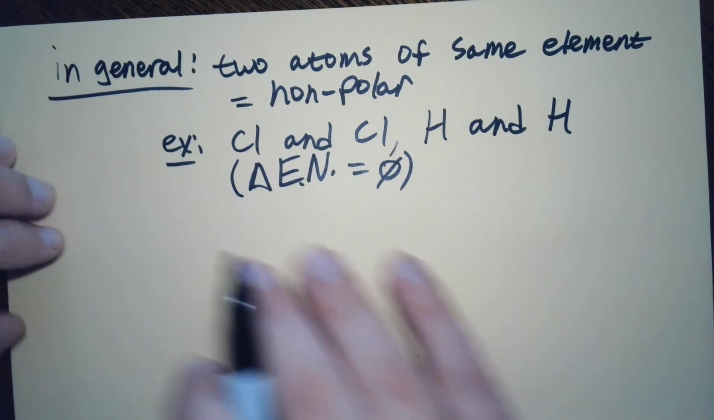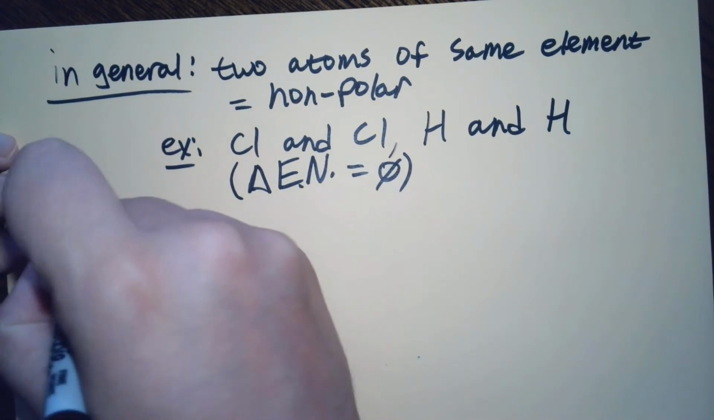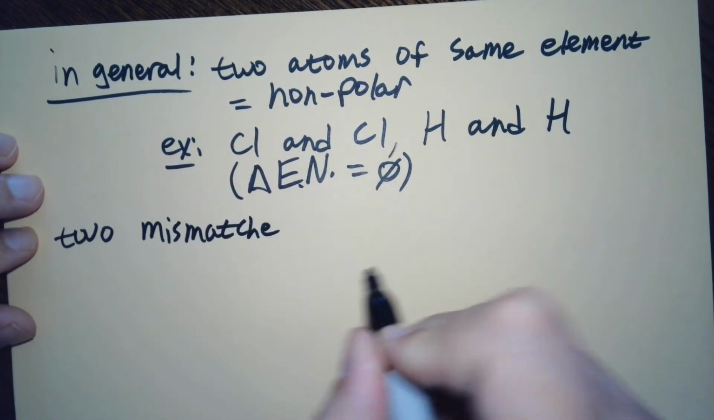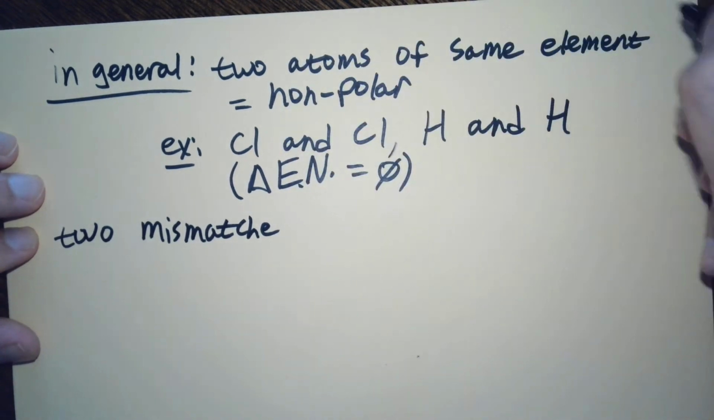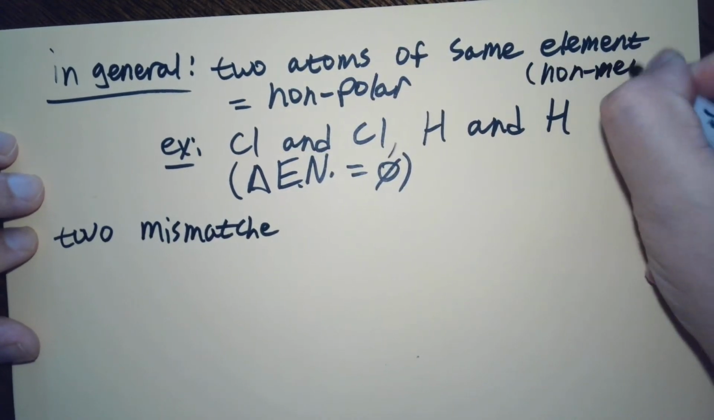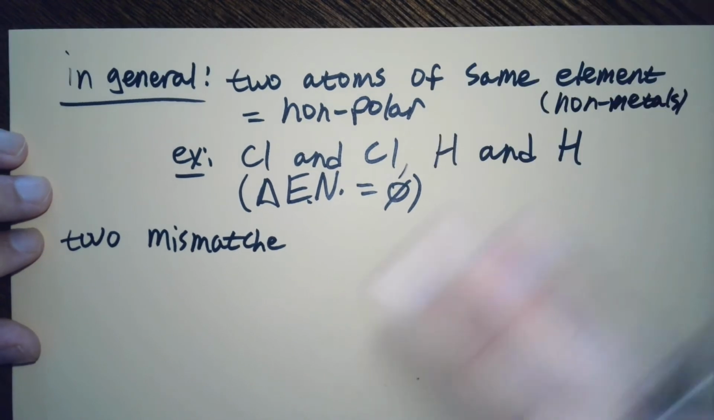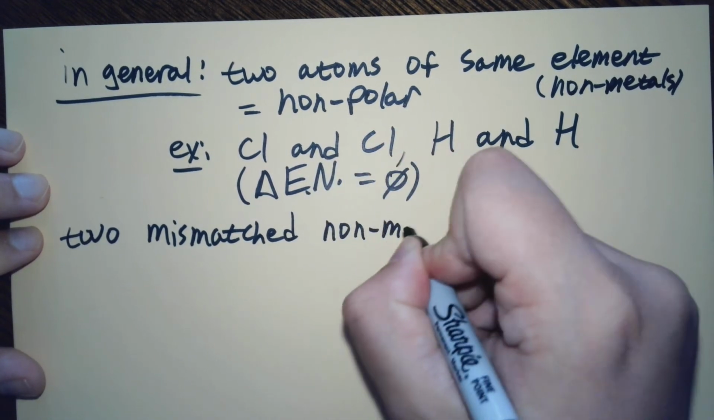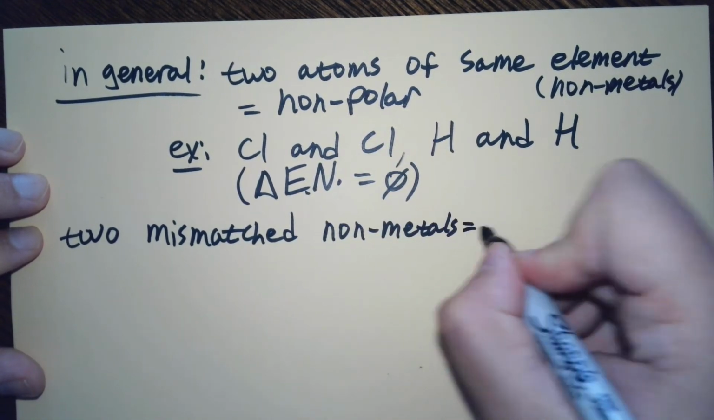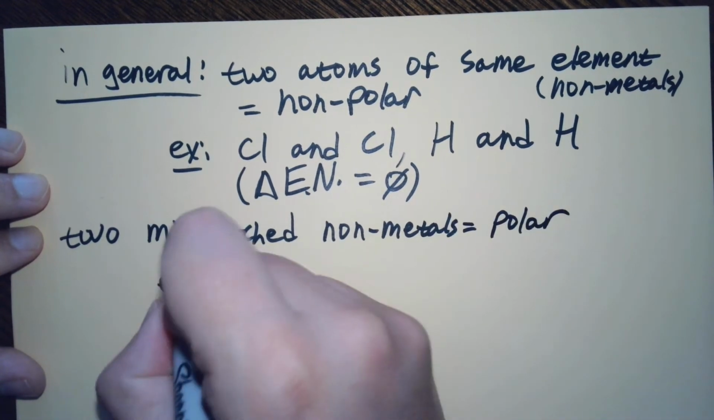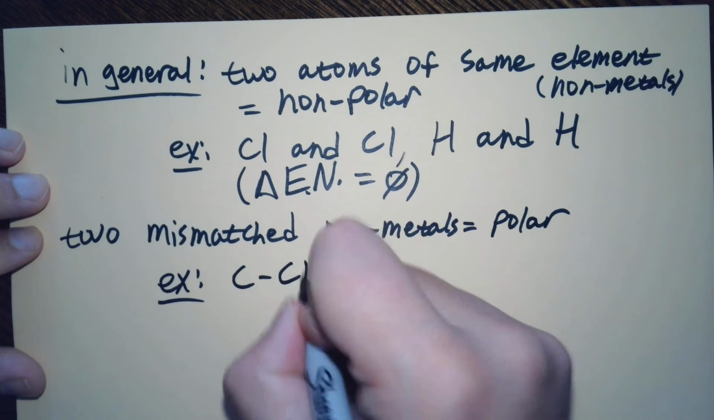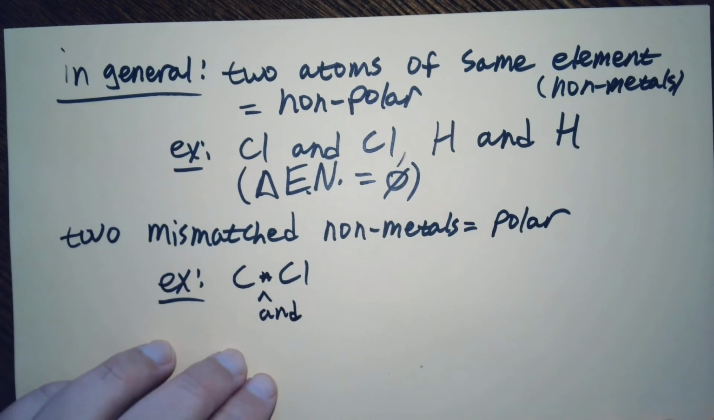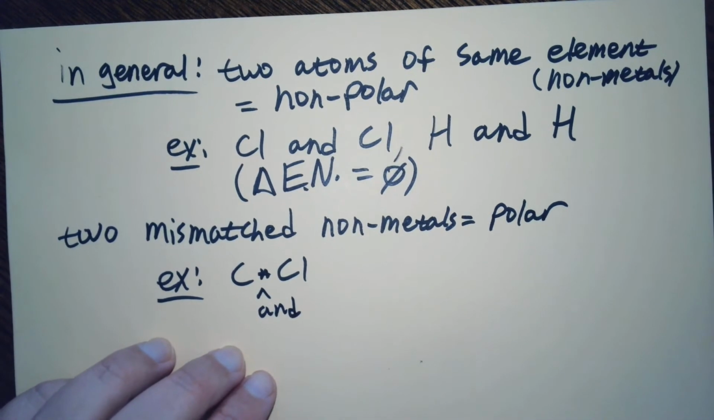So, what other situations do we have? Well, if we have two mismatched, two atoms of the same element that are both nonmetals. I forgot to mention that before. If you have two metals, you get a metallic bond, which we're not talking about right now. Two mismatched nonmetals is going to equal polar. So for example, carbon and chlorine. We're not drawing bonds yet. Even though I drew one earlier, we're not drawing them yet. That'll be the next video.